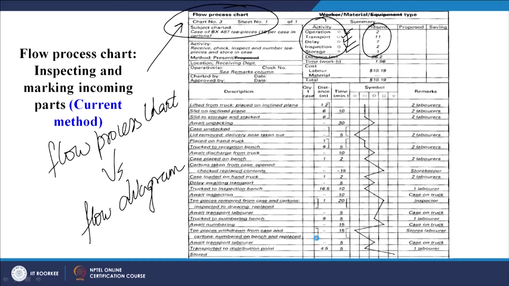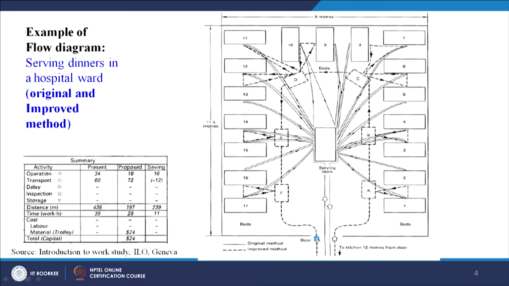So, we have taken another example also. If I ask you now what this is, it is already written here that it is an example of a flow diagram. Here we can see a person coming from the kitchen and distributing food to the patients on the bed, and there are 17 beds in this layout. So, we are seeing the movement, the direction. It is a diagram which can be made to scale.